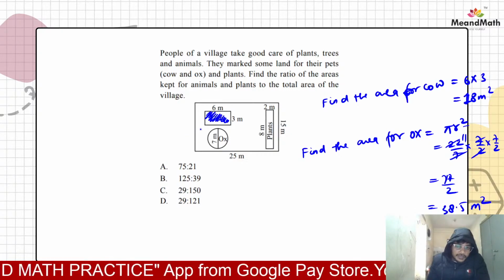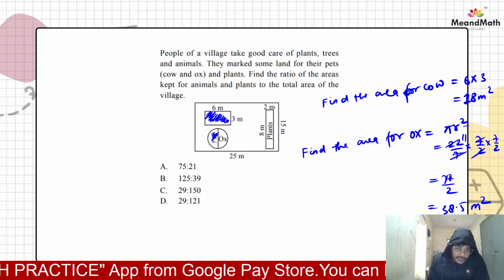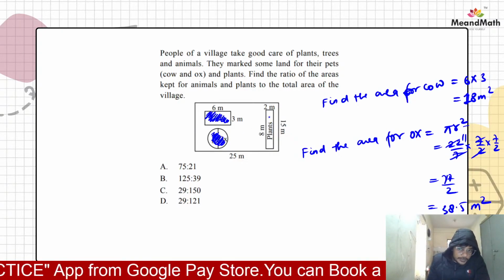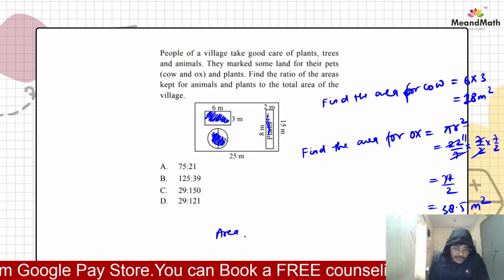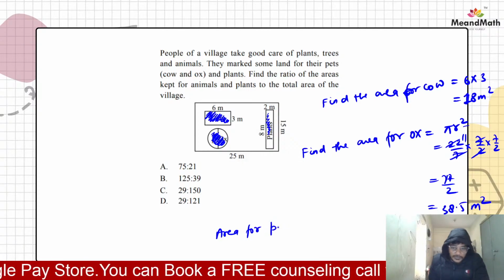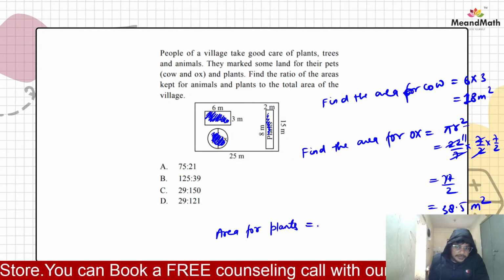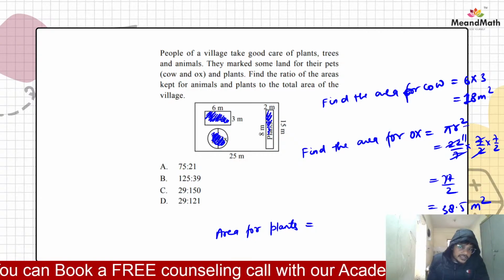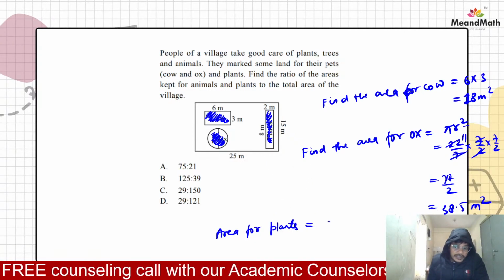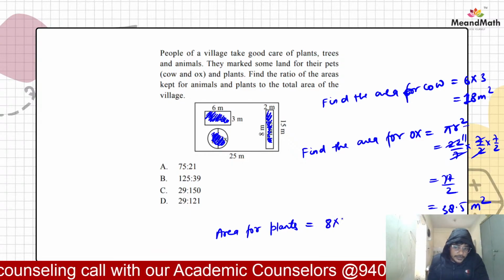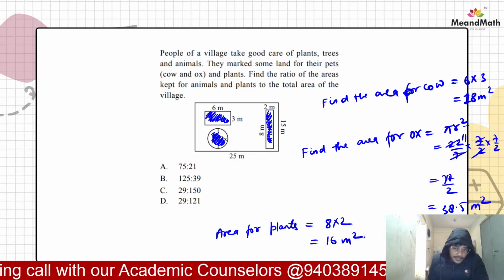Now see, you have calculated this part, you have calculated this part, right? Now you have to calculate the plants' area, right? So area for plants now. Again, this is a rectangular shape. So what is the rectangular shape area? That is length into breadth. That is 8 into 2. That is 16 meter square, right?